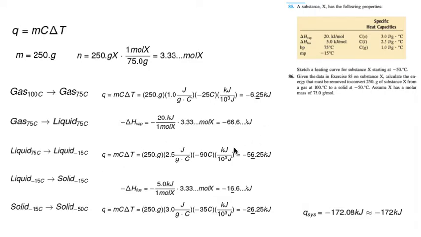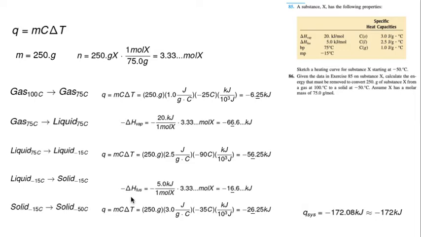The negative sign is implying release, of course. So next calculation, in the liquid state, the mass, 250 grams, times the heat capacity of the liquid, 2.5 joules per gram degree Celsius. And of course the change, negative 15 minus 75, negative 90 degrees Celsius. And again, converting to kilojoules, that's negative 56.25 kilojoules.